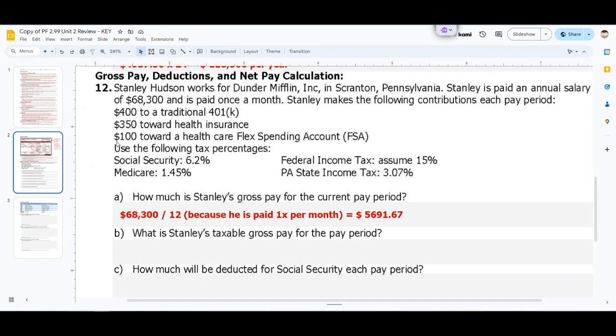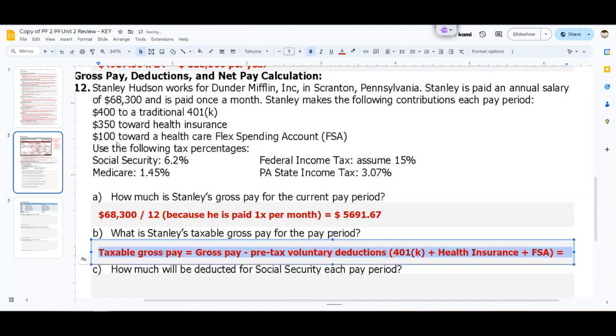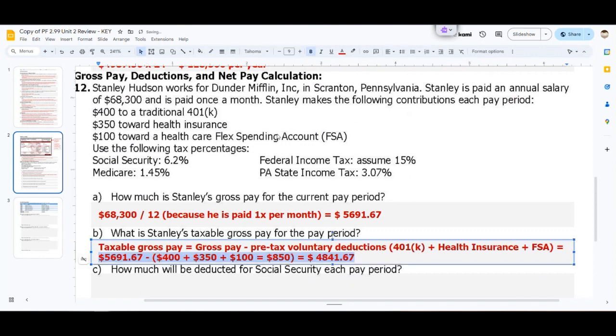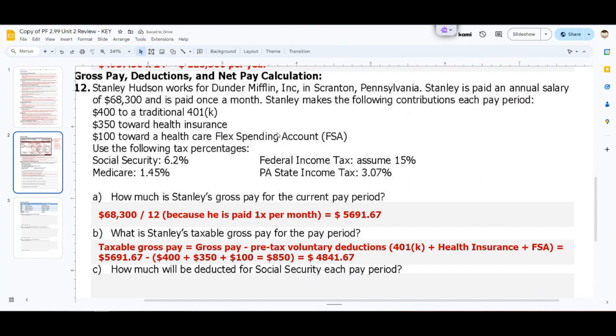Part B, what's Stanley's taxable gross pay? So we're going to take the gross pay on the pay period, 5691.67, and we're going to subtract out his voluntary pre-tax deductions. In this case, it's his retirement contribution, his health insurance cost, and the contribution to the flex spending account. So 400 and 350 and 100 means that $850 is being deducted pre-tax. So 5691.67 minus that 850 equals 4841.67.